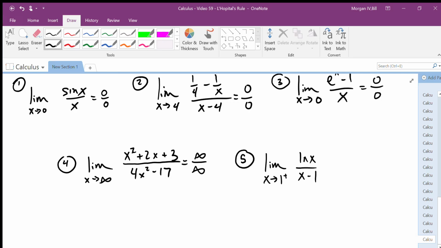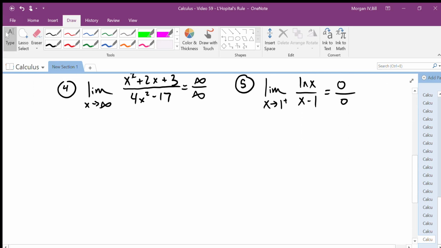And finally, number 5 here, the limit as x goes to 1 from the right of the natural log of x over x minus 1. The natural log of 1 is 0, and divided by 1 minus 1, again, 0. Again, indeterminate form. So as long as the limit goes to 0 over 0 or infinity over infinity, we can use L'Hopital's rule to solve it, as opposed to the algebraic ways that we solved this back at the beginning of calculus. Okay, so let's take a look at L'Hopital's rule.